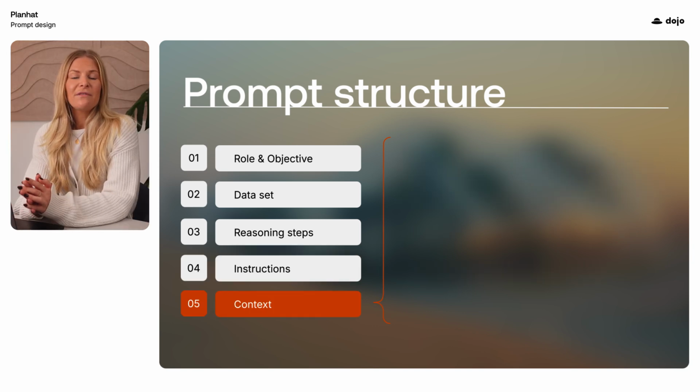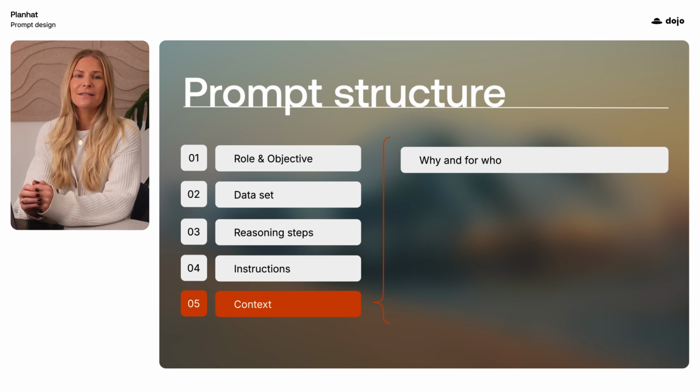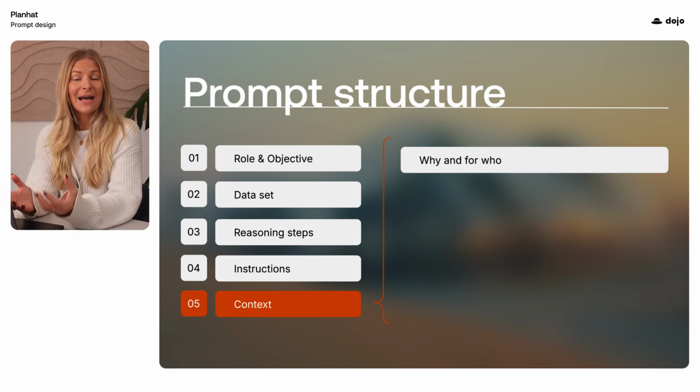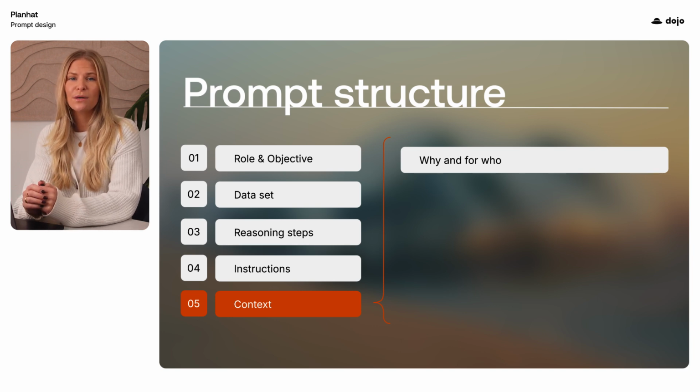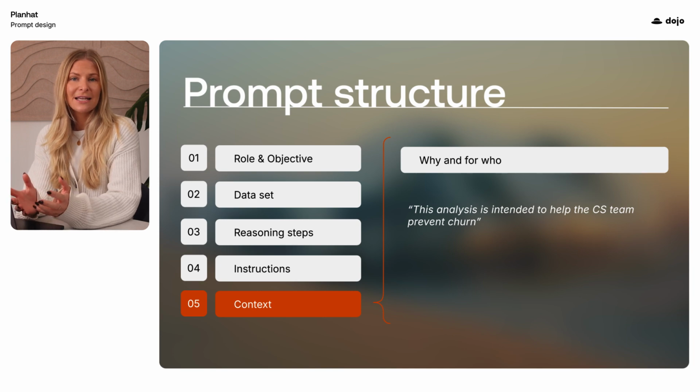The final piece of a good prompt is context. It tells the AI why it's doing the task and for whom it's doing it. It frames the purpose behind the analysis, making sure the output is relevant and aligned with your goals. For example, this analysis is intended to help the CS team to prevent churn.